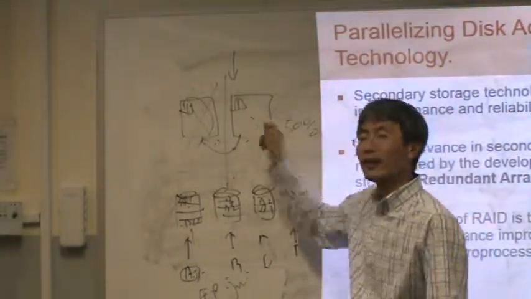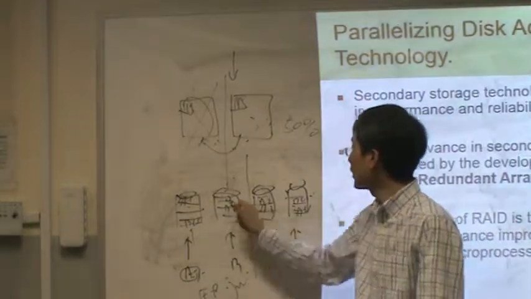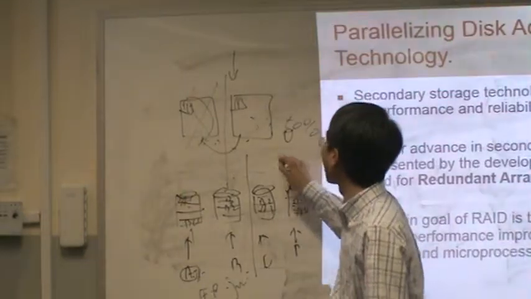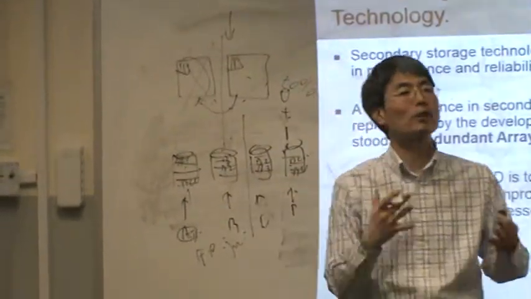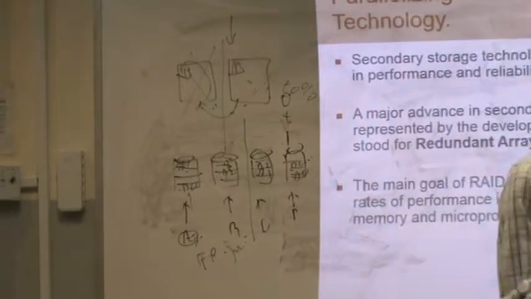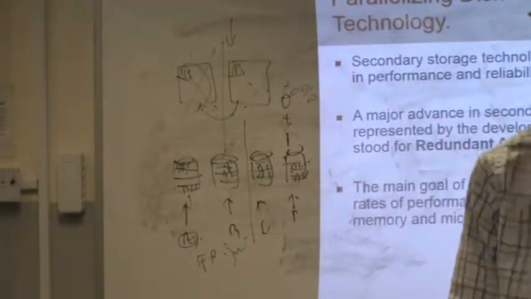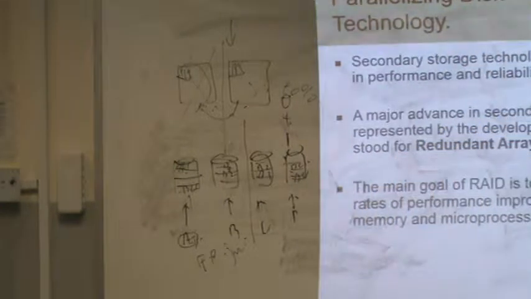What about combining these two? Mirror and stripe. That is called the 0 plus 1 technique. 0 means striping, and 1 is mirroring. So 0 plus 1 is used a lot nowadays. Most enterprise-level hard disk drives use both striping and mirroring. Even personal hard disk drive storage uses such a technique. That is enough for RAID.